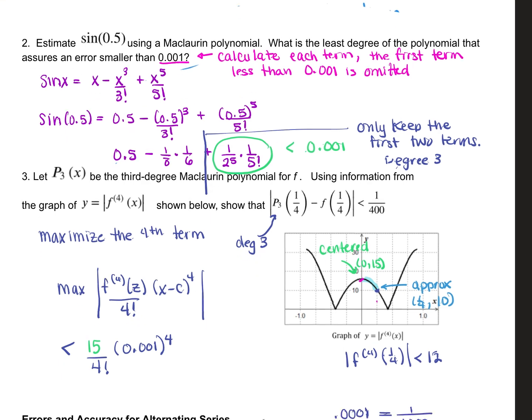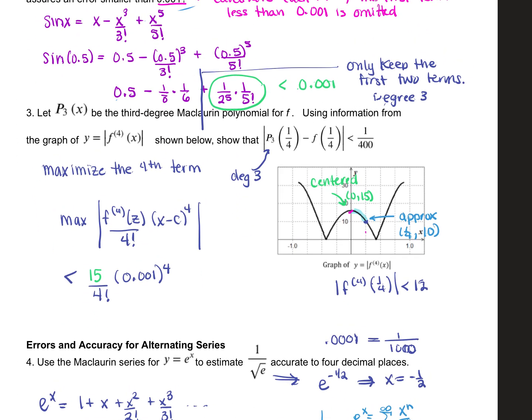Okay, so looking at the next piece. This time, they gave us a P3 Taylor polynomial. We don't even know what it is, and we're using it to approximate, using the information from the graph, here's the graph of the fourth derivative. We want to show that this is true.